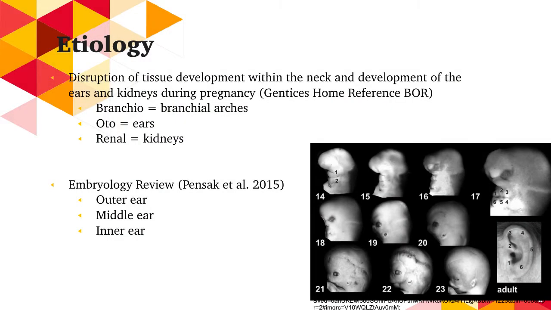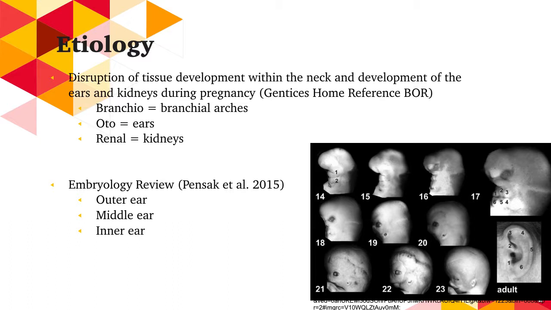So BOR is a genetic mutation, which we'll get into. What happens is there is some disruption of tissue development during pregnancy, and that tissue is within the neck and the tissue that develops the ears and kidneys. So breaking BOR down, we have branchio, which stands for the branchial arches. We have oto, which are the ears, and then we have renal, which are the kidneys. So BOR is a genetic mutation that interrupts the tissue development within each of those three categories.